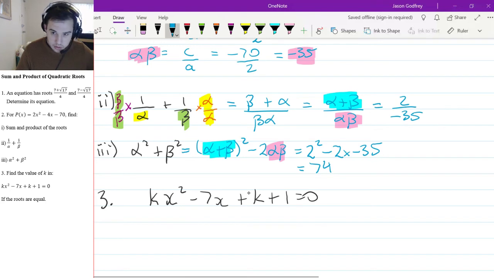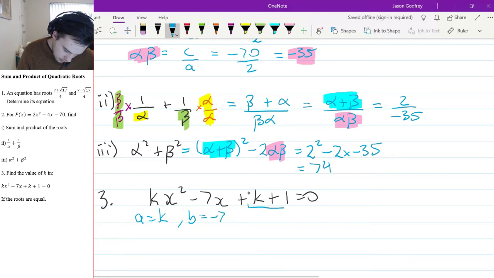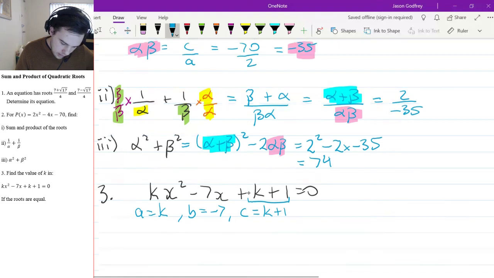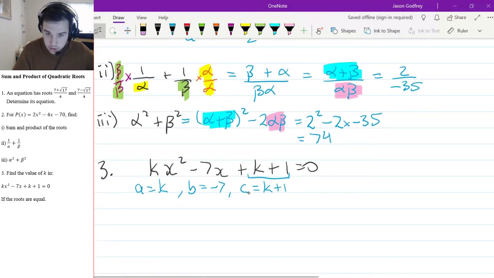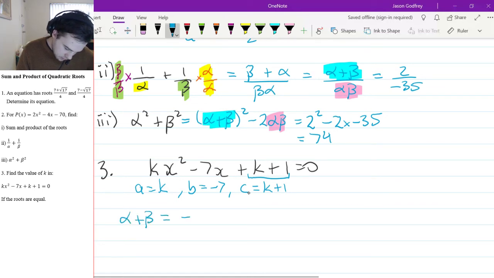So let's start like we did before. We'll write out what a, b, and c are. So a is this value k, b is this coefficient negative 7, and k plus 1, this whole thing here, right? There's no x or x squared attached to it, so that's our value of c, k plus 1. So if we were to then go and find the sum of the roots, we'd find alpha plus beta equals negative c on a.